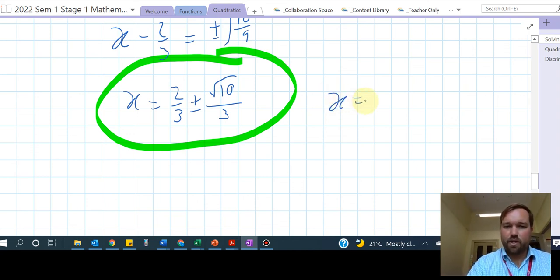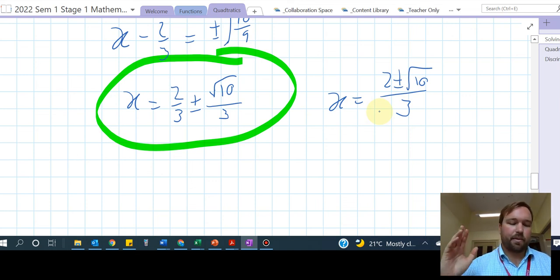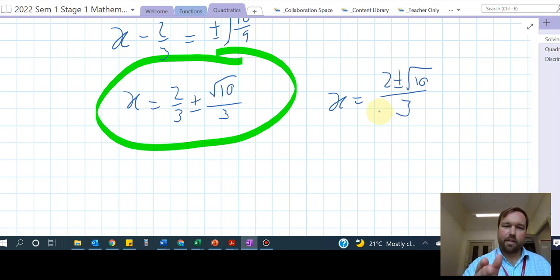The quadratic formula will give you the answer of 2 plus or minus root 10 on 3. But it's the same answer, which is cool. So next lesson we're going to learn the quadratic formula. This lesson, completing the square.